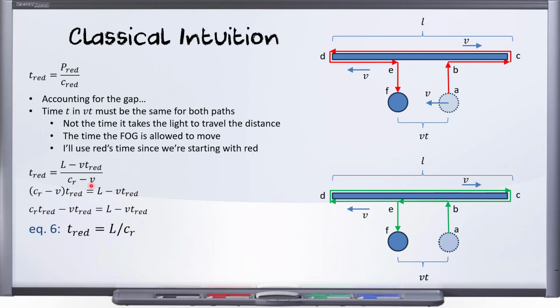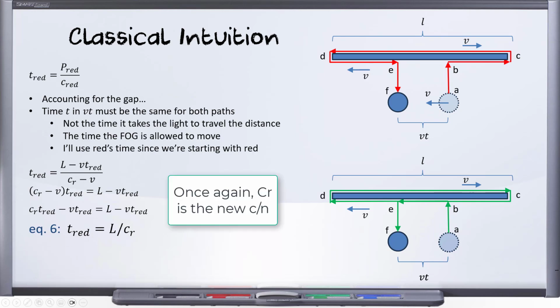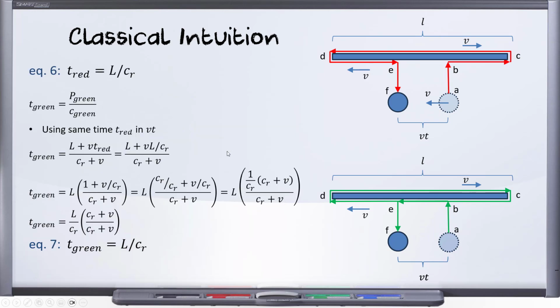Okay, I'm going to just do some math and come out with equation 6. And because I happen to choose T red there, it comes out easy as L over the speed of light in glass. Okay, let's do the same thing for green. Same thing for green now: path green divided by speed green.